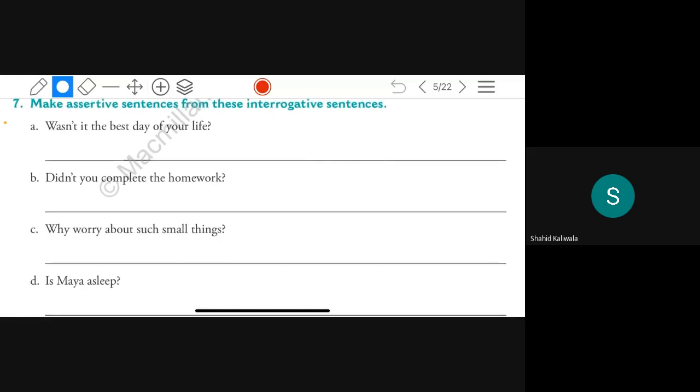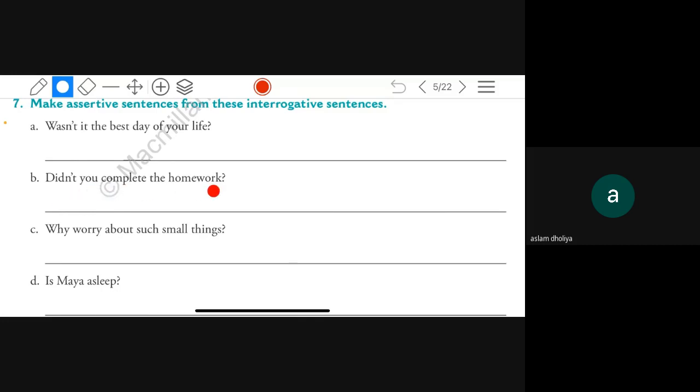Make assertive from interrogatives. Wasn't it the best day of your life? It was the best day of your life. Sir, you have to write this? No. You don't have to write this. Only the screenshots which you have taken. Okay, sir.